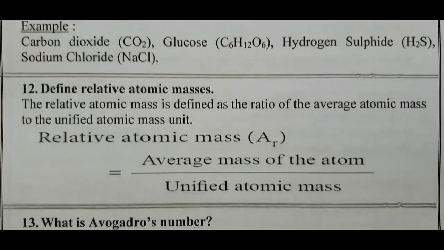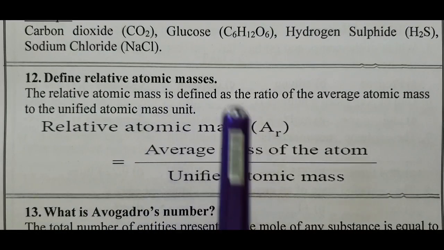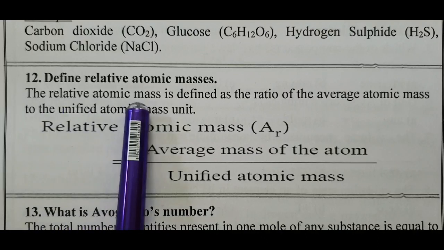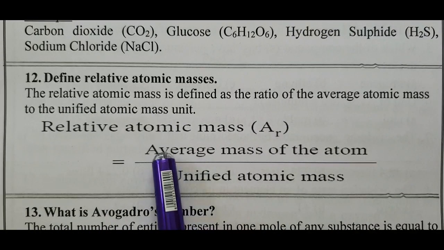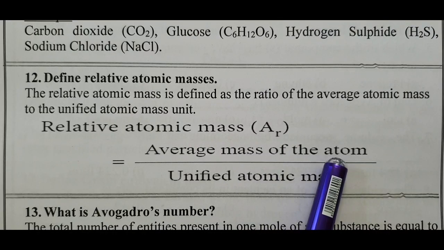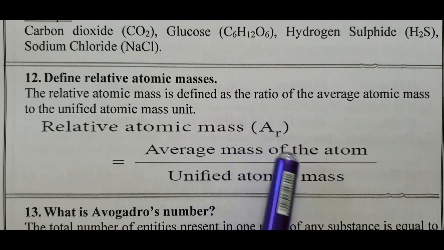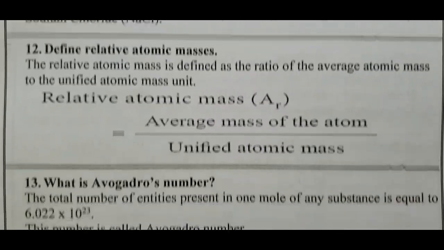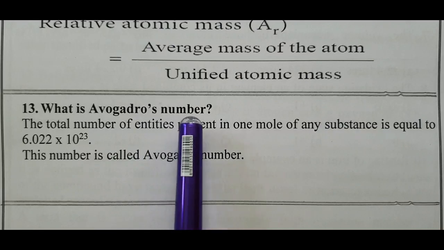Question number 12, define relative atomic mass. The relative atomic mass is defined as the ratio of average mass of the atom to the unified atomic mass, Ar, relative atomic mass. Question number 13, what is Avogadro's number?